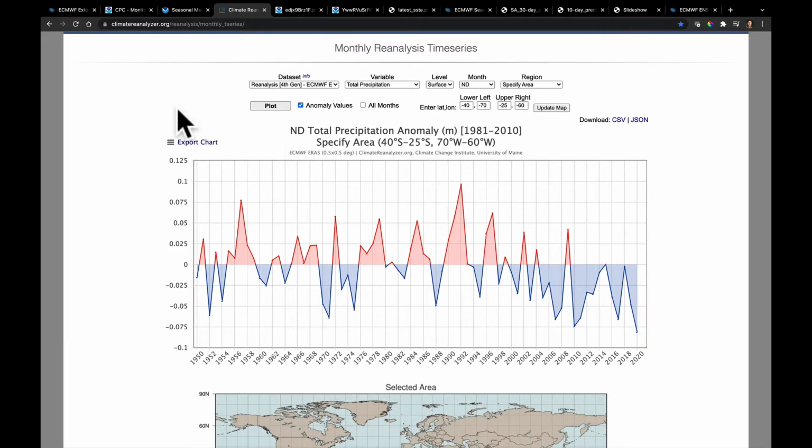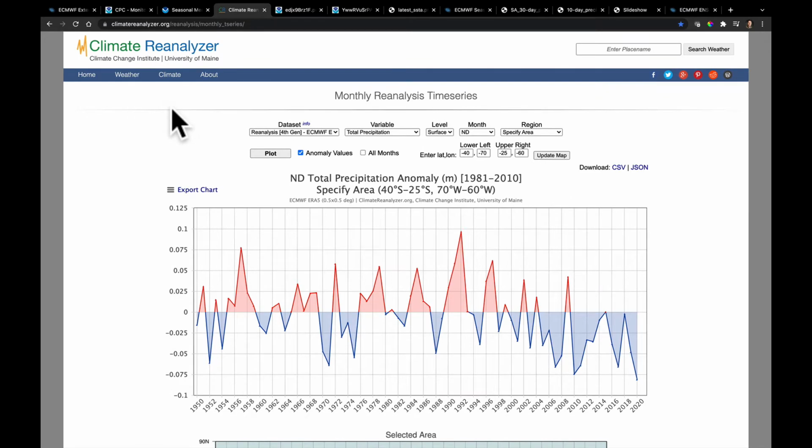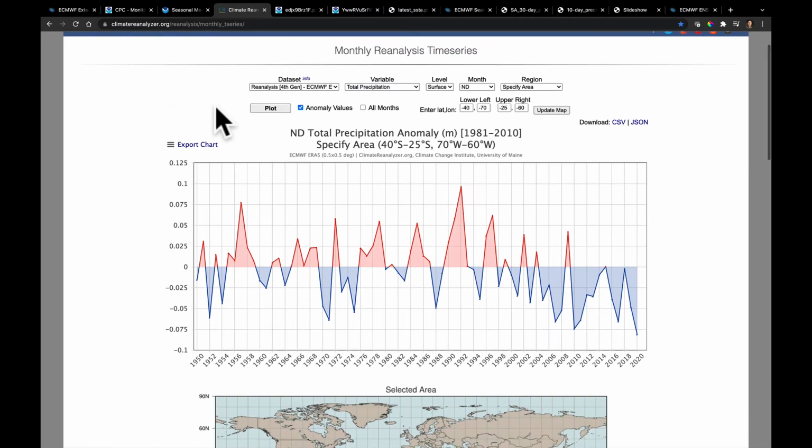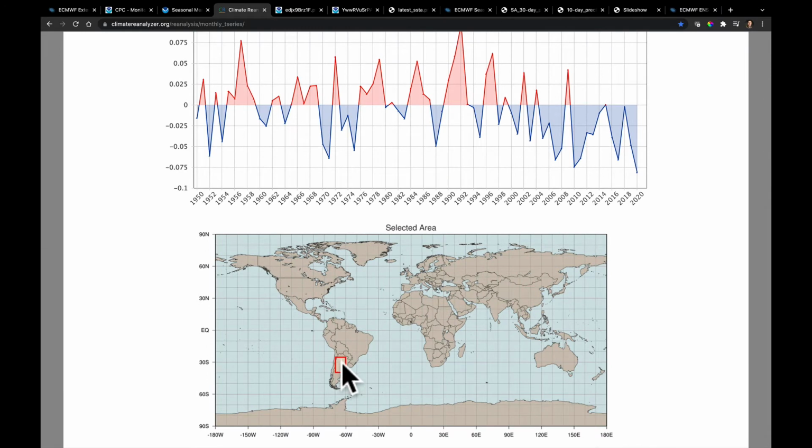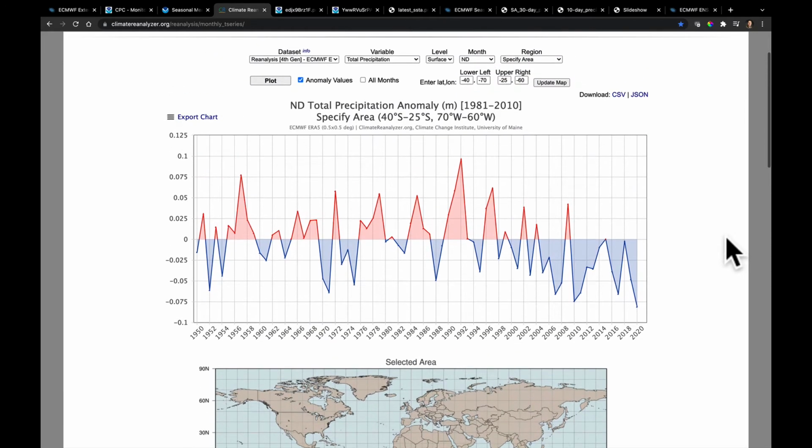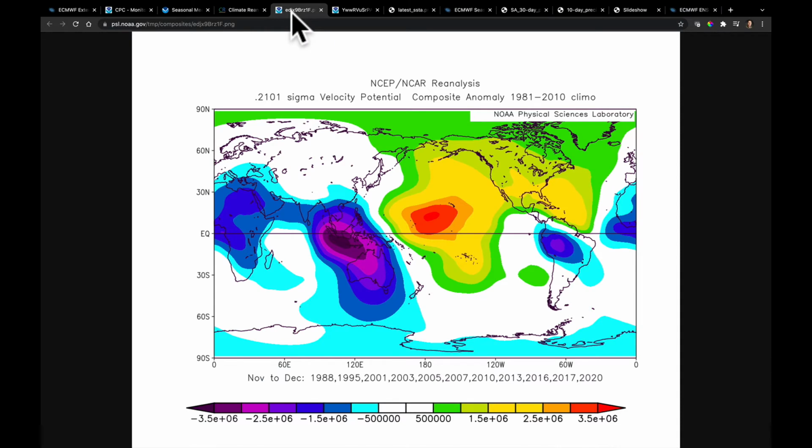And I used this great tool. It's from the University of Maine, and it uses all of the reanalysis data sets. And I chose the ECMWF, and I recreated for November and December for this region right here in Argentina, okay, historical time series of precipitation. And I plucked off these really dry years, like 2010 as an example. When you do that, this is what you discover.